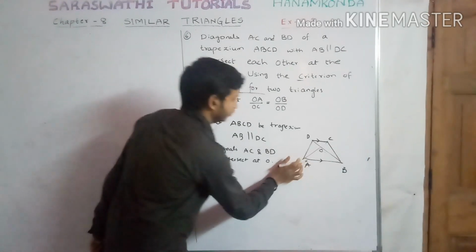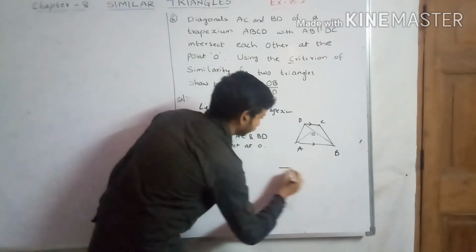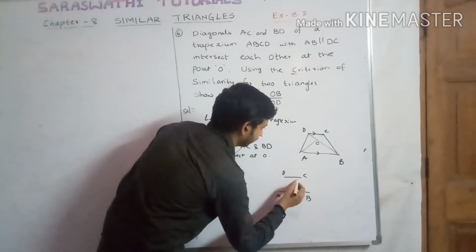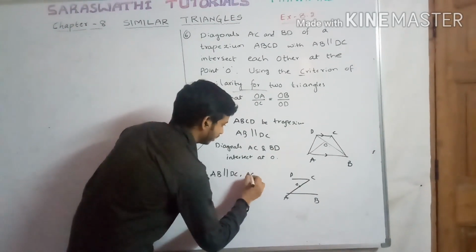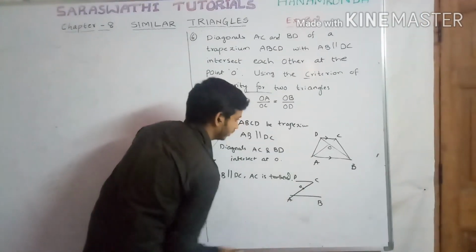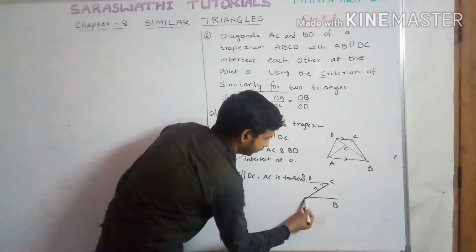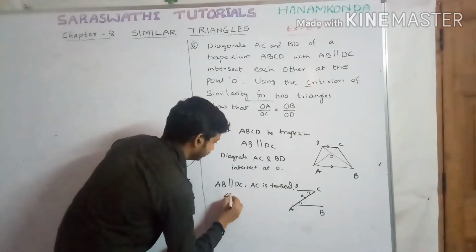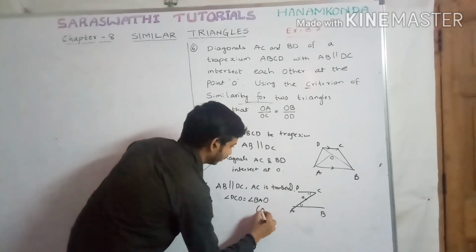So here AB is parallel to DC. If we consider AC as the transversal, then angle DCO equals angle BAO. These two are alternate angles. So angle DCO equals angle BAO, alternate angles.